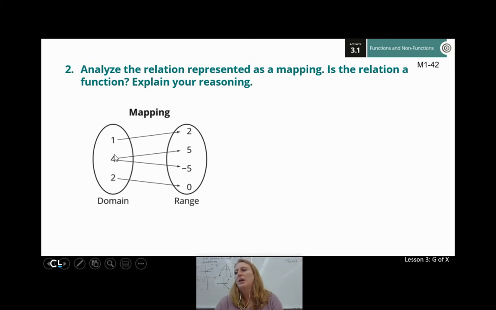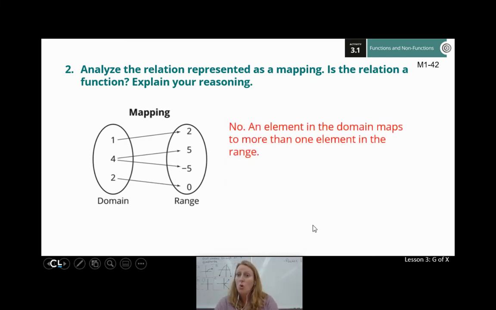So I'm looking at this one. If I plug in a 1, I get a 2. Ooh, but if I plug in a 4, I get a 5 or a -5. That 4 got a little greedy and tried to give me more than one answer. This is no longer a function. Nope. An element in the domain maps to more than one element in my range. One of my inputs got greedy and took 2 outputs. Not a function anymore. Boo.